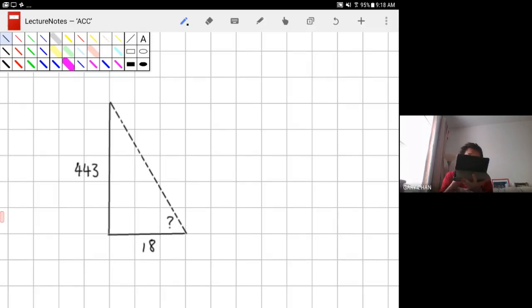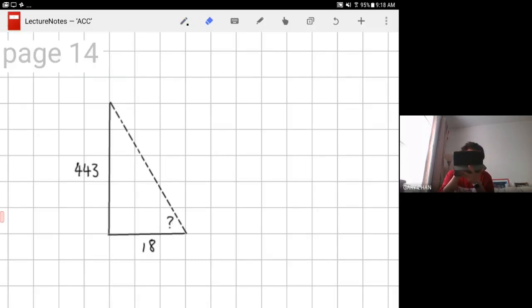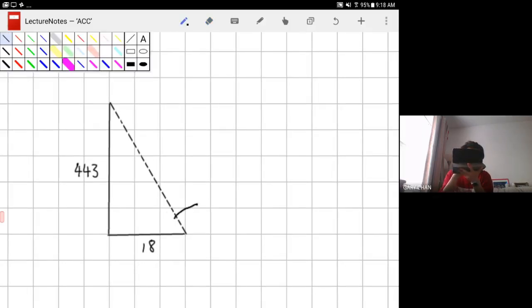So this question mark, what do we normally call an unknown angle? Theta. Theta, that's right. So this is theta. That's what we're going to call it. We don't know that angle. We're looking for that angle. Okay.